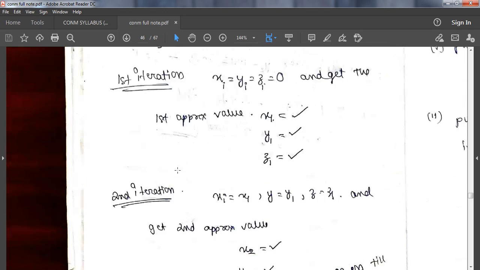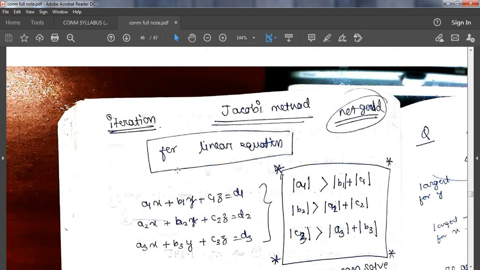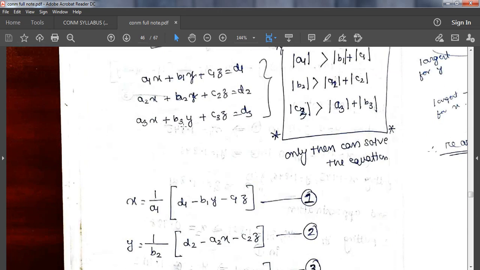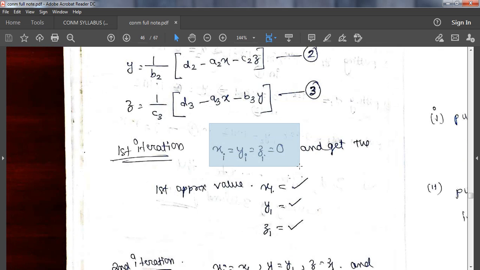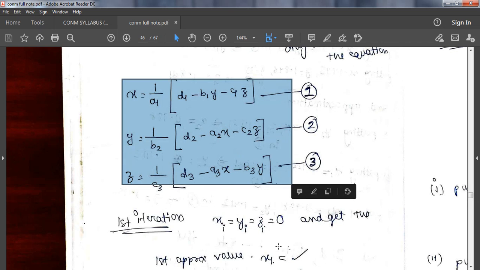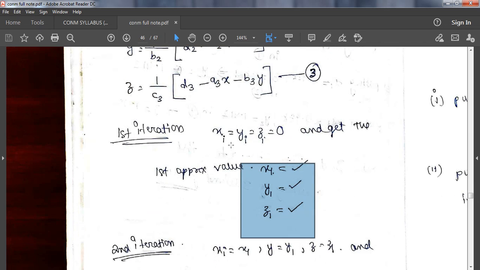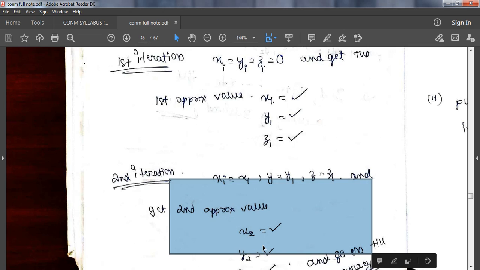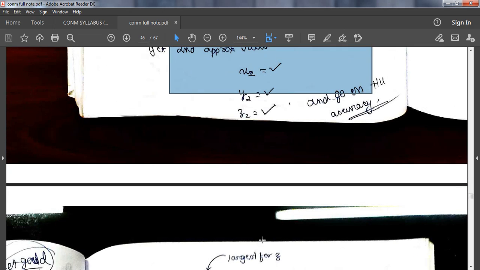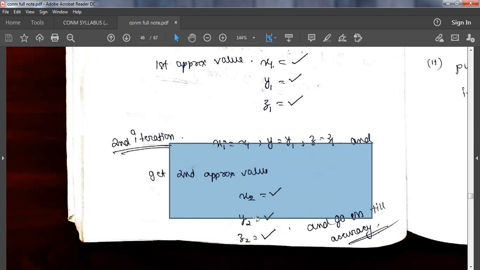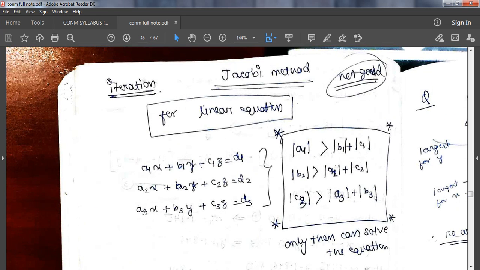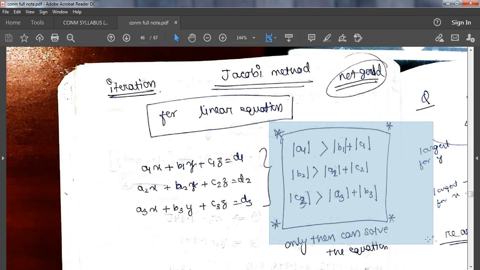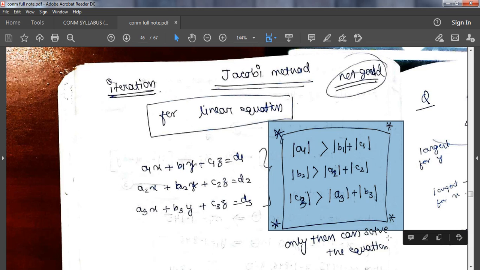In the Jacobi method, since we do not know the initial value, we initially consider x, y, and z to be 0, put them in the equation, and find the approximated value. Then we take them and put them back into the equation to find the second approximated value, and keep on doing it till we have two consecutive values the same up to 3 or 4 decimal places, depending upon your question. So this is the Jacobi method. Please keep in mind that you have to first verify this condition. If this condition is not satisfied, then you cannot find it.